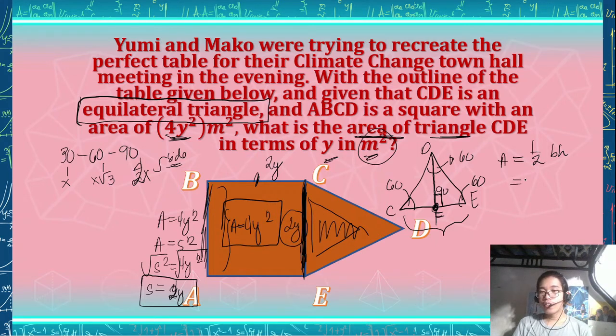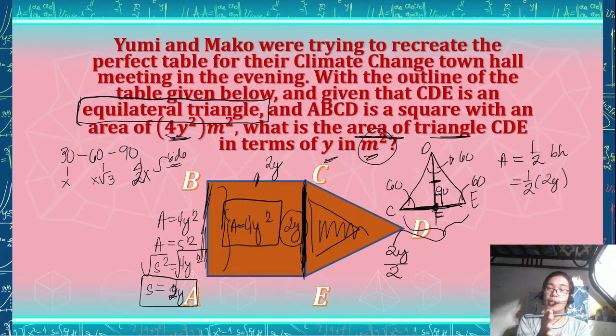So therefore we have here on this problem 1/2 times 2y, and then what's going to be the height of this triangle? Since this is a 30, 60, 90 triangle, and we know that CE, this line segment here, is equal to 2y, we can divide that by 2. So why are we going to divide that by 2? Because it's been bisected by this perpendicular bisector that we created here. And what's 2y divided by 2? That's just going to give us y, and therefore FE is just equal to y meters.